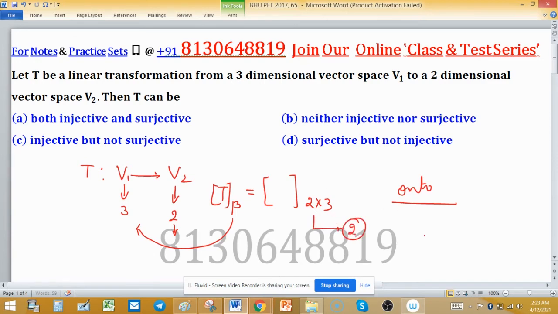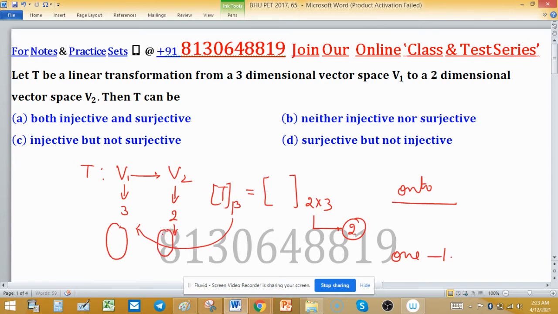And for each column have pivot. So there is 3 column, but maximum 2 pivot only will exist. So this linear transformation will not be 1 1. Or in other terms, you can consider there are more element here, so there are less element here.